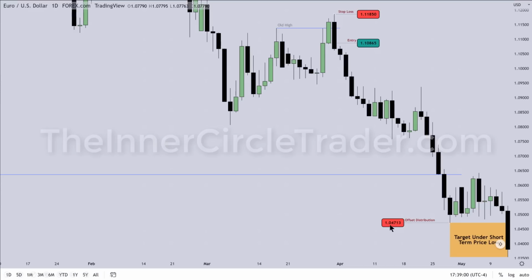So below this level, you want to be targeting your cover. You don't know when this low forms until it starts to break below that low, and you wait and you observe. Now, you can use the 4-hour chart for your offset distribution as well. You don't necessarily have to have the daily chart, but the daily chart is going to give you the best bang for buck.